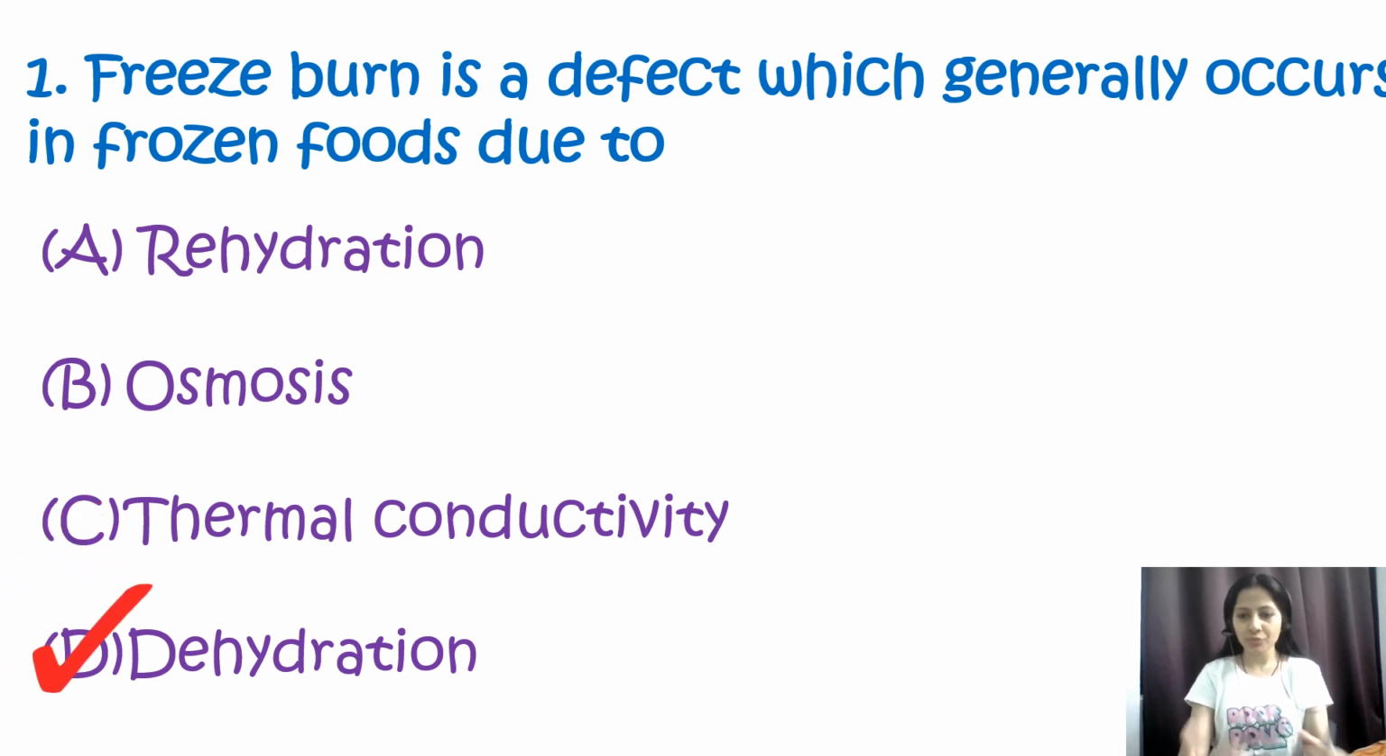So what happens when frozen foods are stored improperly for extended periods of time? The moisture which is present in the food can lead to sublimation directly from ice to vapor, leading to the dehydration of the food products. This dehydration results in dryness of the food products or discolored patches on the surface, and these discolored patches or dryness are known as freeze burn. So over here my correct option is D, that is dehydration.